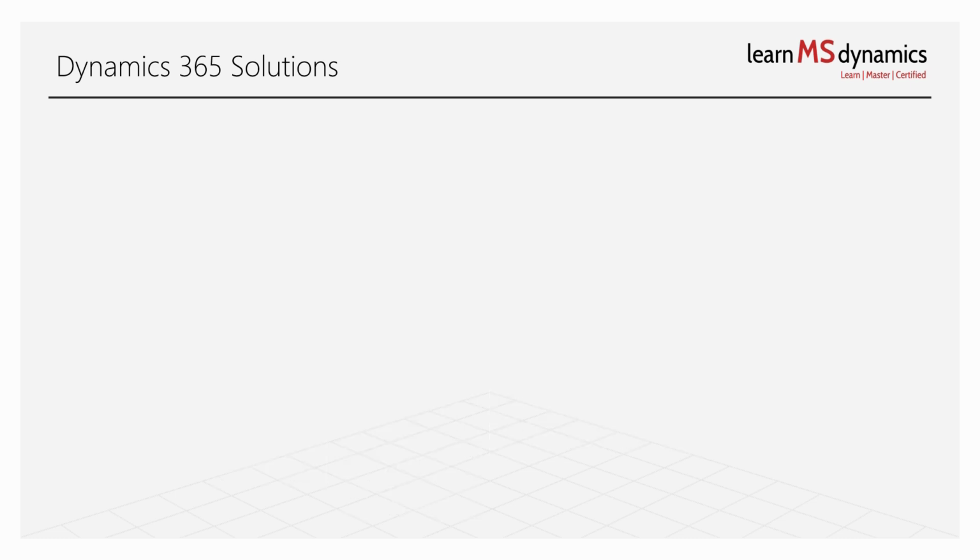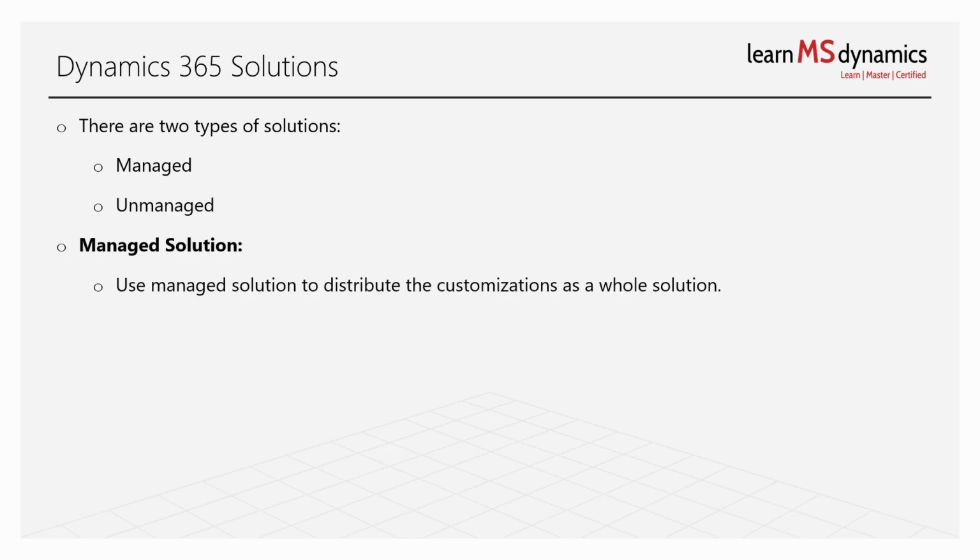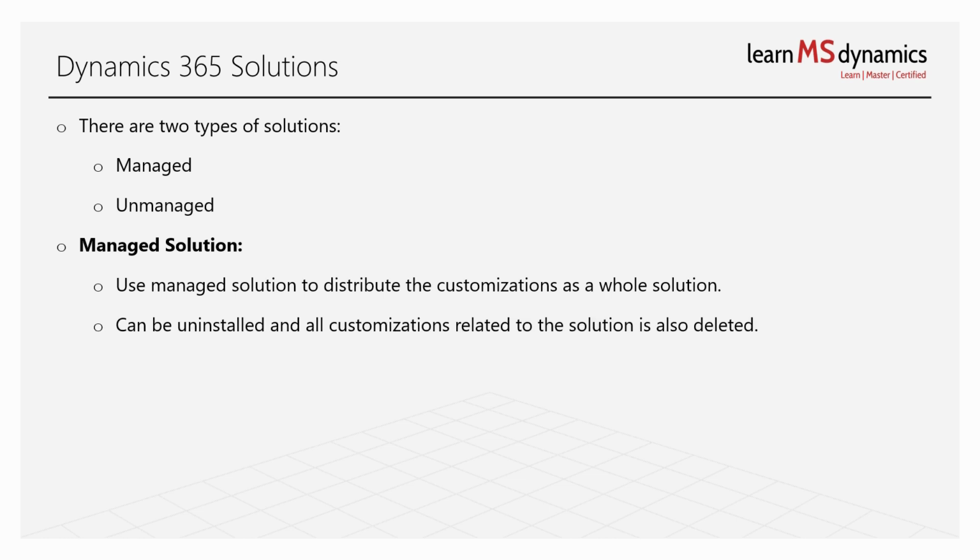So now let's talk about the different types of solutions. As we discussed, we have two types of solutions. One is managed and another is unmanaged. You can use a managed solution to distribute the customization as a whole solution. So if you have done any customizations or built any product on Dynamics 365 or created a new feature that can be used by other organizations or your clients, then you can use a managed solution to distribute the customization as a complete solution. And the managed solution can be uninstalled.